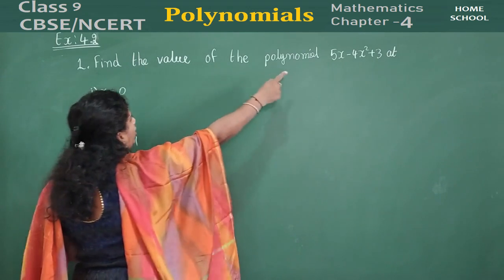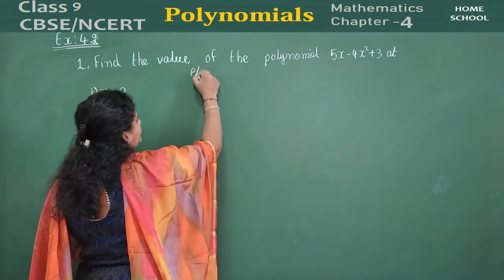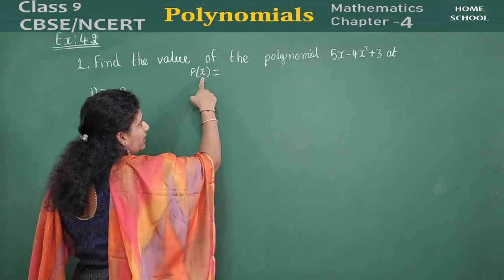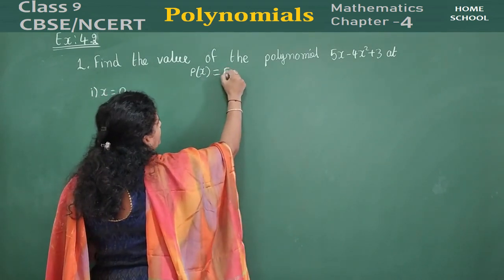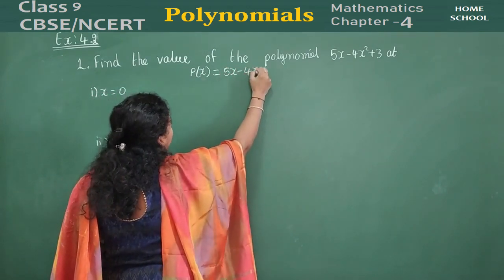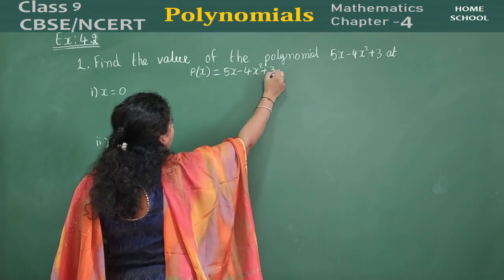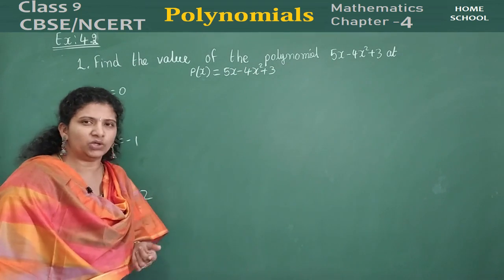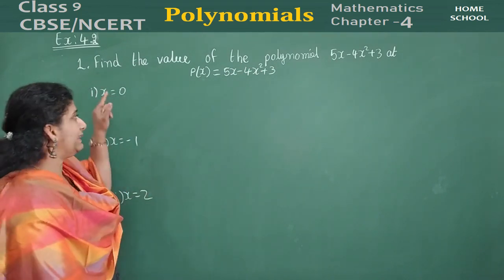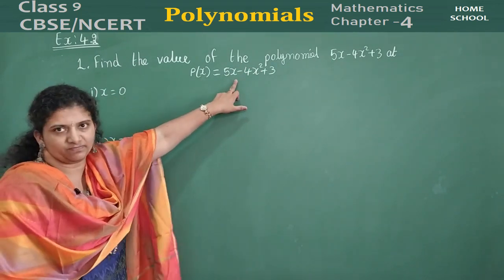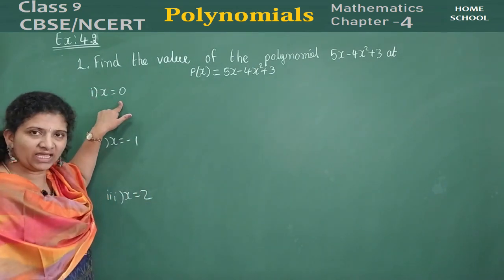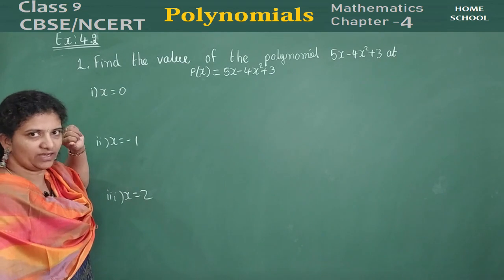So, polynomial is set. Can I write this as p of x? The variable is x, children, so I am writing here x. P of x is equal to 5x minus 4x square plus 3, right? Find the value. Value means what? In the place of x, whatever value they have given, substitute and find the value.